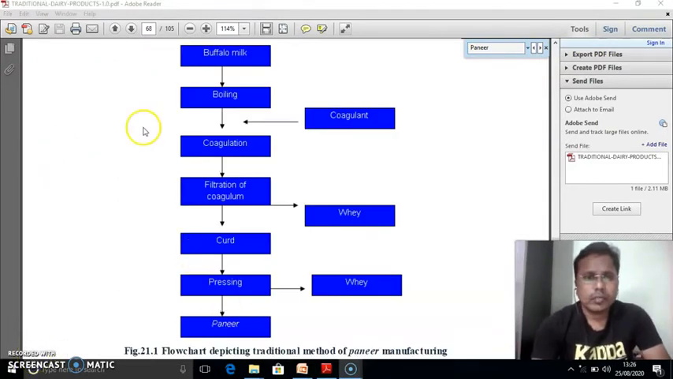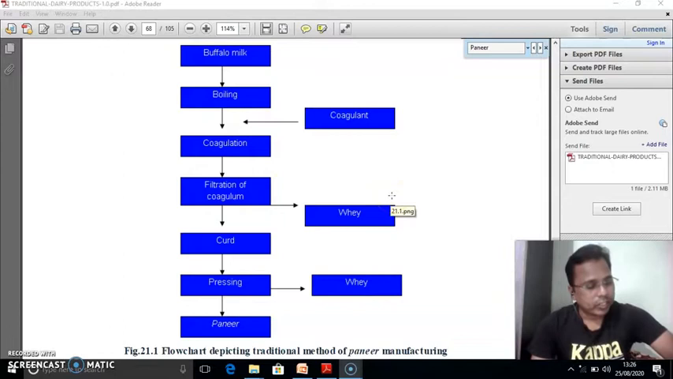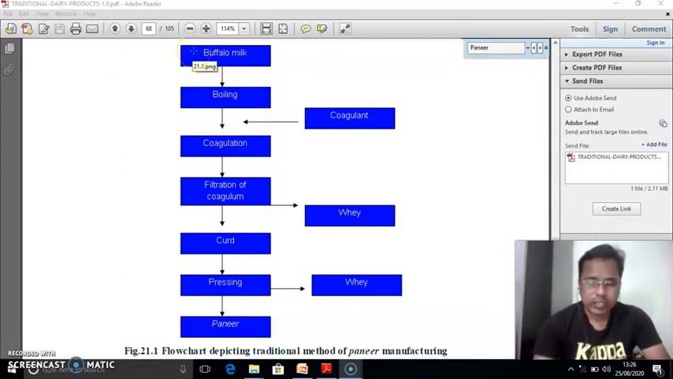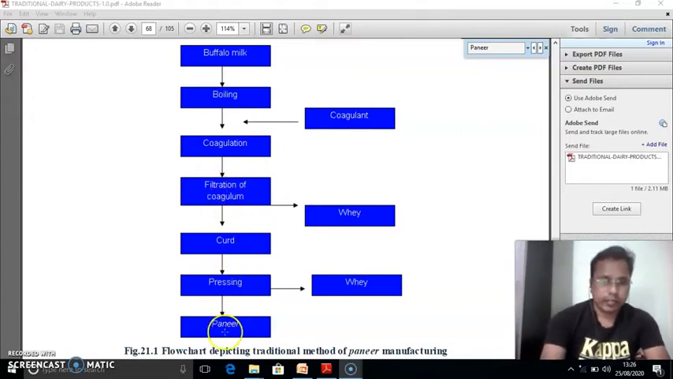So this is the flow diagram for the preparation, or manufacturing, of paneer by the traditional method: buffalo milk, boiling, coagulant, then coagulation, filtration of coagulum, curd pressing, and the final product, that is paneer. But let's see in detail each and every point mentioned here.